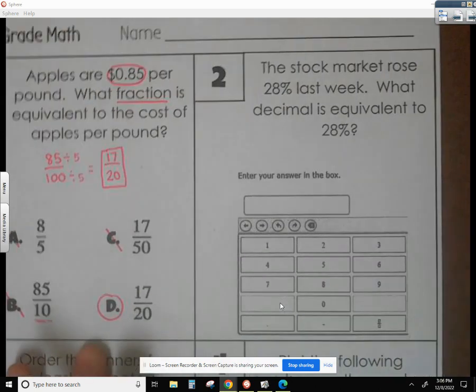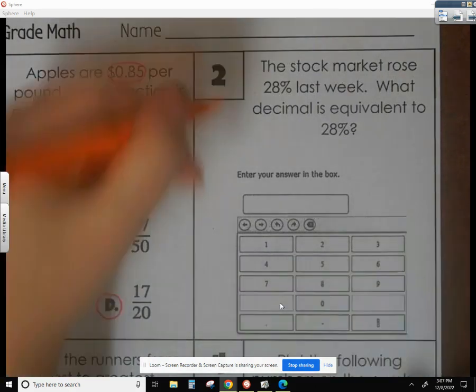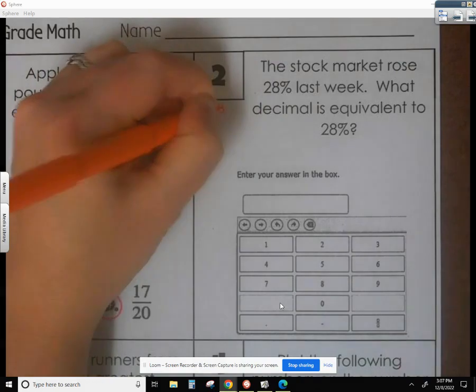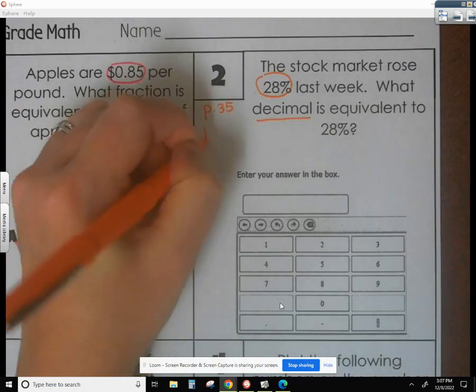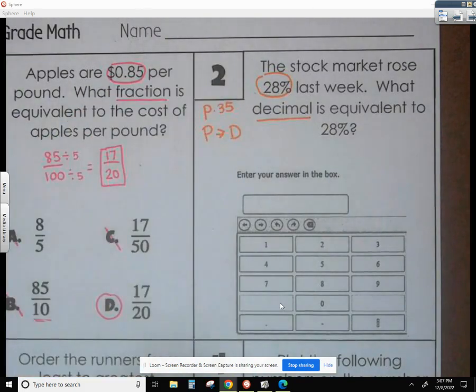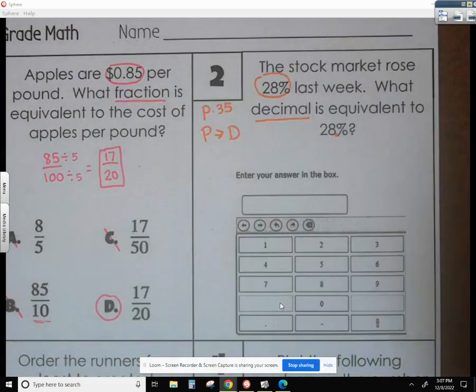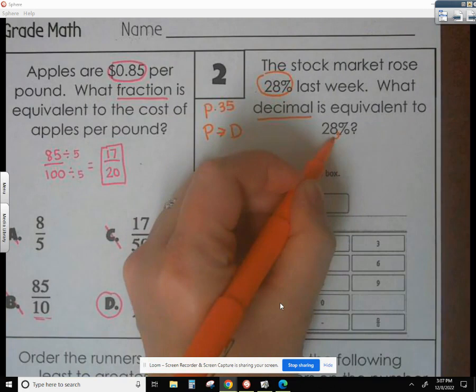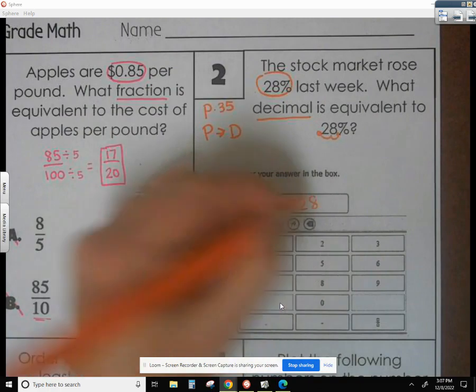Okay, question number 2. This is on the same page as the last one because it's talking about fractions, decimals, and percents. So that's page 35. On this one, they've given you a percent and they want you to turn it to a decimal. So percent to decimal. And on page 35, it tells you that you do that by moving the decimal point 2 times to the left. We don't have a decimal point here, so no decimal in sight, put it on the right. Then you're able to move it 2 times to the left, which is going to give you 28 hundredths, or 0.28.